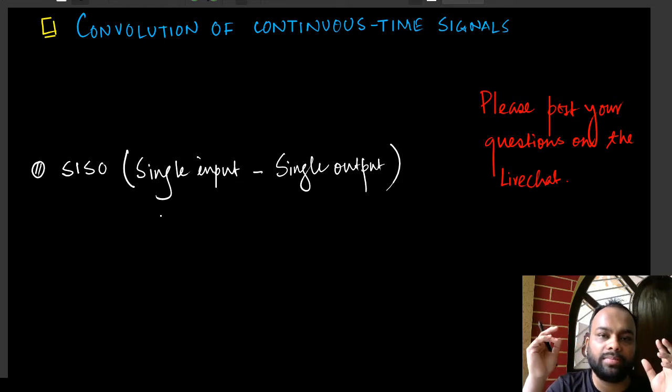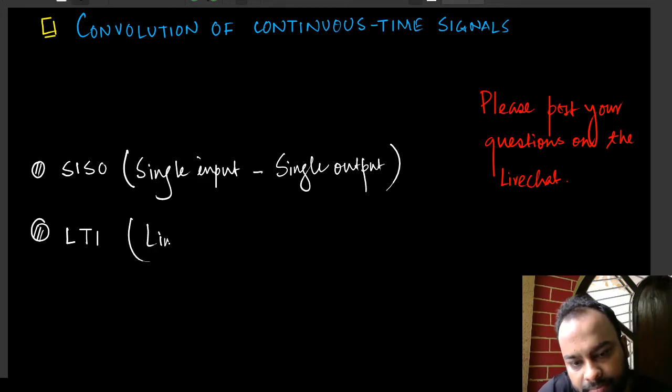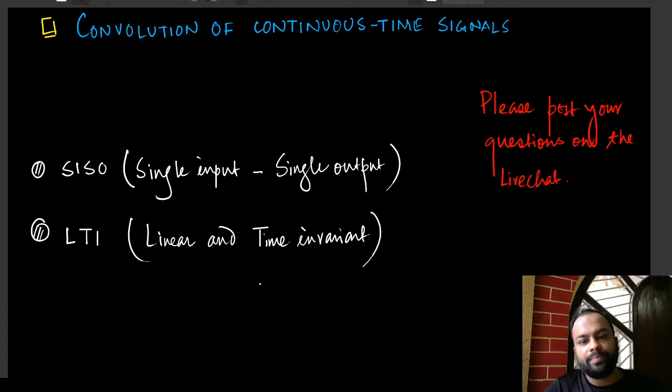Again, what is a single input, single output system? A system that has one single channel for an input and one single channel for an output. Very simple to understand. And the system should be linear and time invariant. We discuss these terms in our regular classes. So the system must be linear, time invariant.